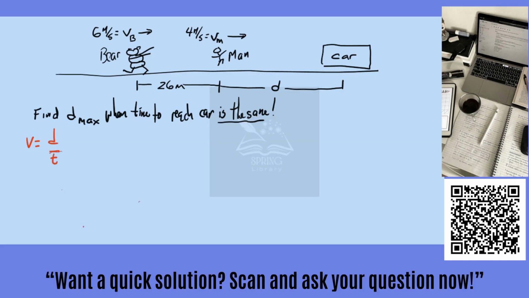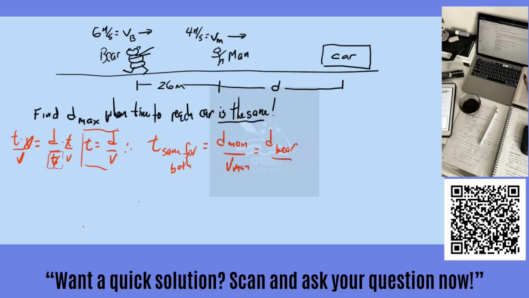But we're looking at the fact that the time is equal for both. So I'm going to solve this one for time. Time is going to be equal to the distance divided by the velocity. I get that by multiplying both sides by t and dividing both sides by v. The t's over here cancel, v's over here cancel, I end up with this equation here. This equation is going to say this time is the same for both, and it is going to be equal to the distance of the man divided by the velocity of the man, equal to the distance of the bear divided by the velocity of the bear.